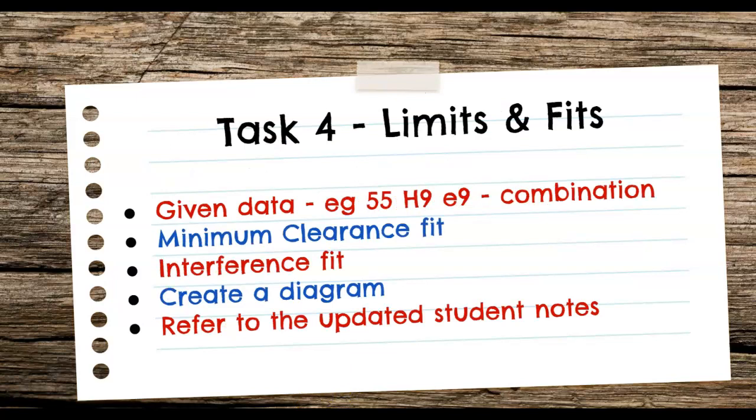Task 4, this is limits and fits. So this covers learning outcome 3. You'll be given data for several sizes of holes and shafts. Now the example we've got here is 55, H9, E9. The 55 being the size of the shaft or the hole. The H9 representing the hole and the E9 representing the size of the shaft. That is called a combination.